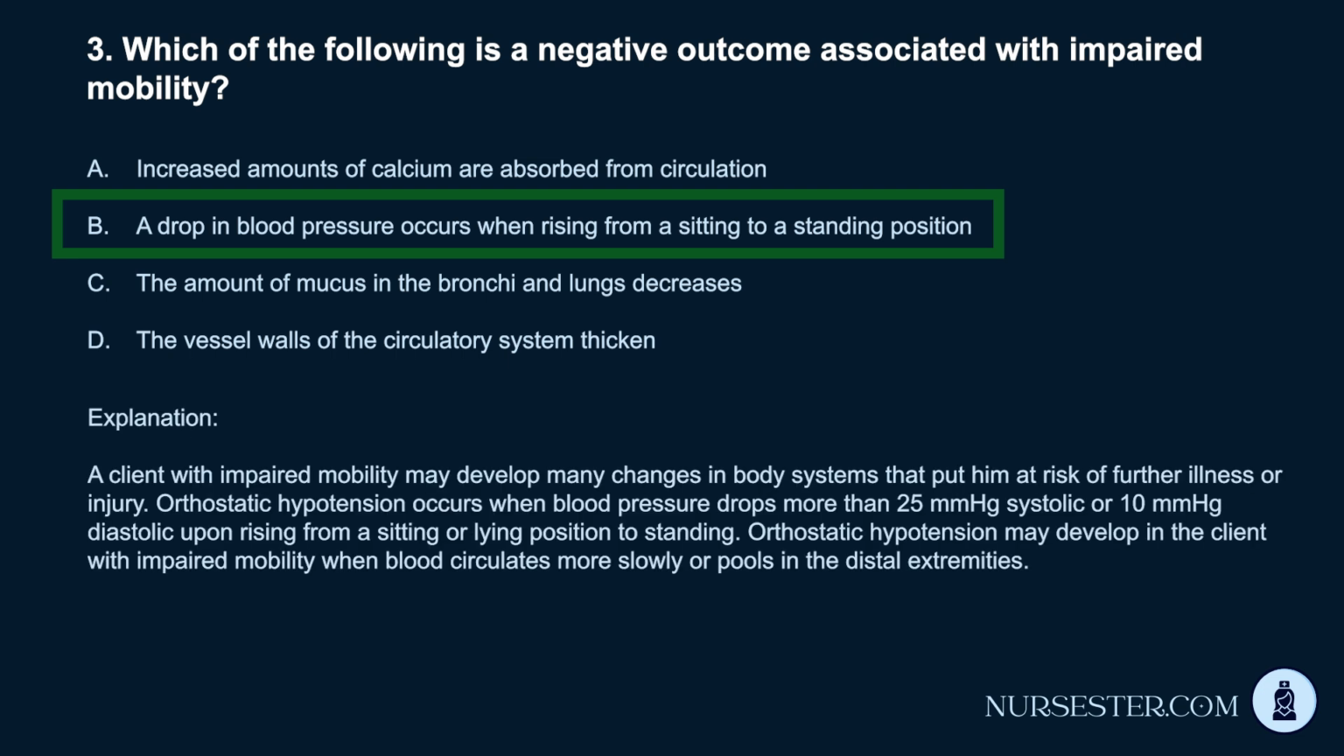A client with impaired mobility may develop many changes in body systems that put him at risk of further illness or injury. Orthostatic hypotension occurs when blood pressure drops more than 25 mm of mercury systolic or 10 mm of mercury diastolic upon rising from a sitting or lying position to standing. Orthostatic hypotension may develop in the client with impaired mobility when blood circulates more slowly or pools in the distal extremities.